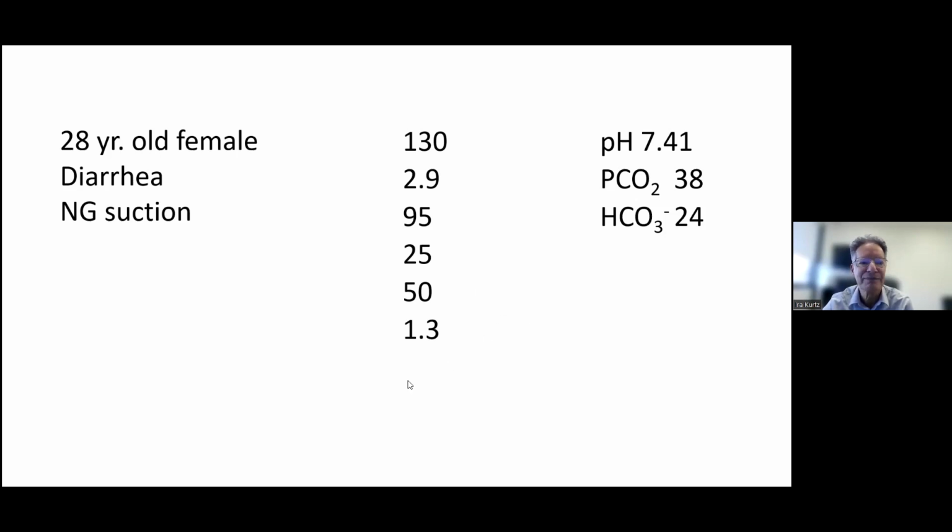Continue on. Yeah, I mean, just guess from the clinical history of the diarrhea, you're losing bicarbonate from your stool, so you're probably going to have a metabolic acidosis, and then a non-anion gap. That would be my guess. Yes, what you say is correct.